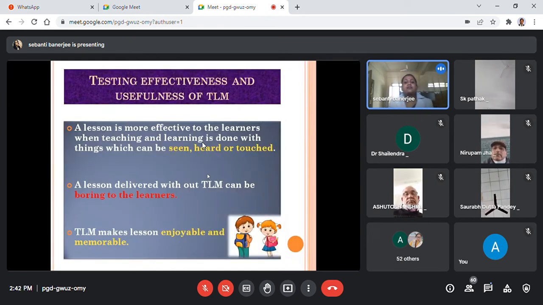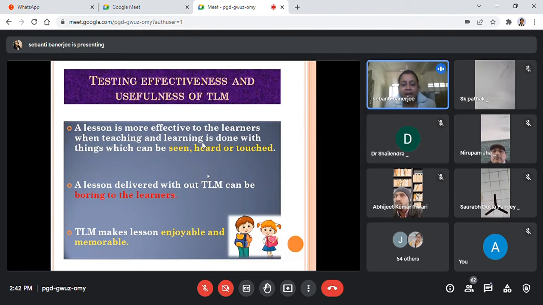Next, testing the effectiveness and usefulness of the TLM. We have to test the TLM, whether it is fulfilling all the criteria or not, before walking into the class with that TLM. A lesson is more effective to the learners when the teaching learning process is done with things which can be seen, heard, or touched. We have discussed this point earlier.